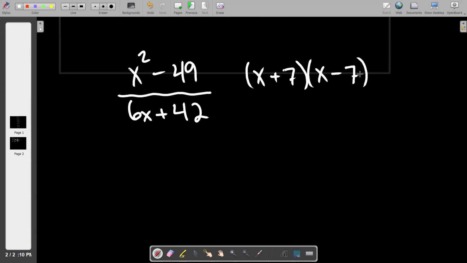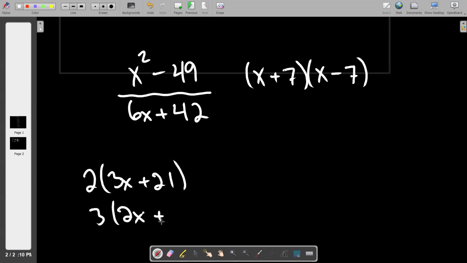The bottom is really the interesting one with this. What's going on with the bottom here? Right. So I have some options. Like I could pull out a 2, and that would leave 3x plus 21. Or I could pull out a 3, which would leave a 2x plus 14. Or I could pull out a 6, which would leave an x plus 7.